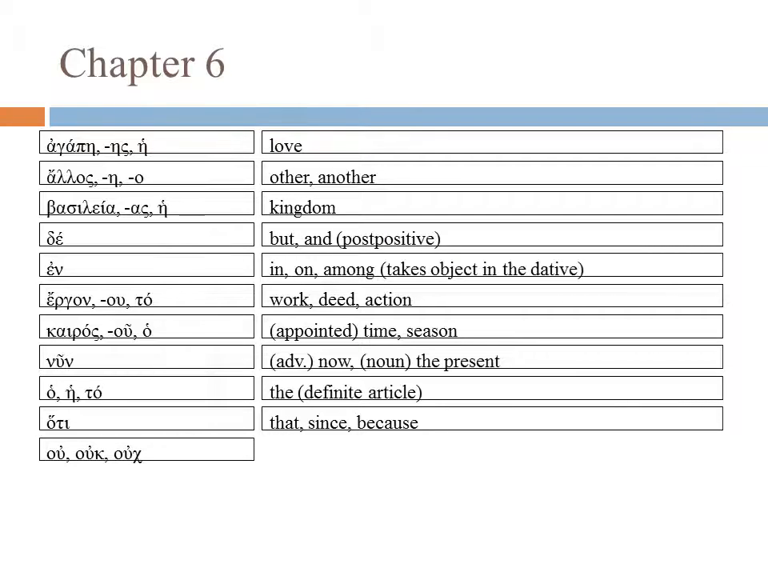Ou, ouk, ouch. Ou is a negative particle that means not, and if ou should come before a consonant, it stays ou. If it comes before smooth breathing, it is ouk. If it's before rough breathing, it's ouch. For instance, ou basileia, ouk ergon, and ouch hora.